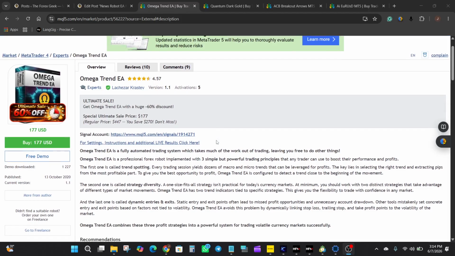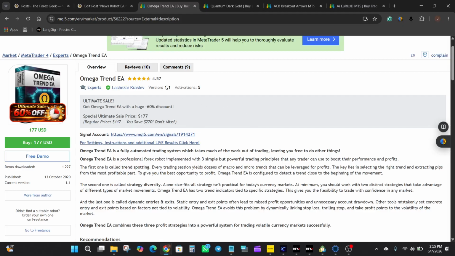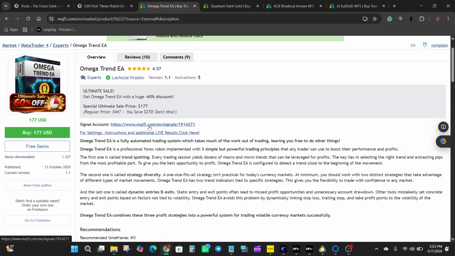So looking at the marketplace page, Omega Trend EA is an MT4 expert advisor developed by Lacheza Krastev. At the time of this review, the EA is listed at a discounted price of 177 US dollars, down from the regular price of 477 US dollars, according to the information we have here. Now, the current version shown here is version 1.1, and the product page also includes links to a Signal account, additional instructions and settings files and live results provided by the developer.